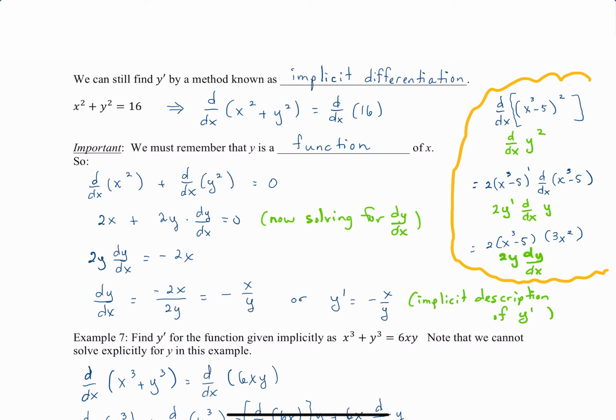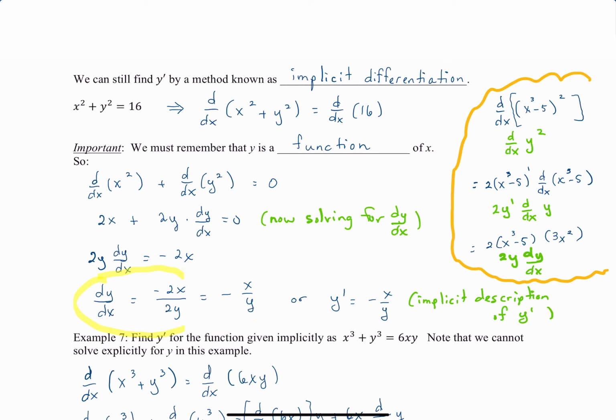Okay, so we've gotten our 2x plus 2y dy dx equals 0. Now we'll solve for dy dx. I'm going to subtract 2x from both sides, and then I'm going to divide both sides by 2y. So I get dy dx equals minus 2x over 2y. And of course the 2's cancel, leaving us minus x over y.